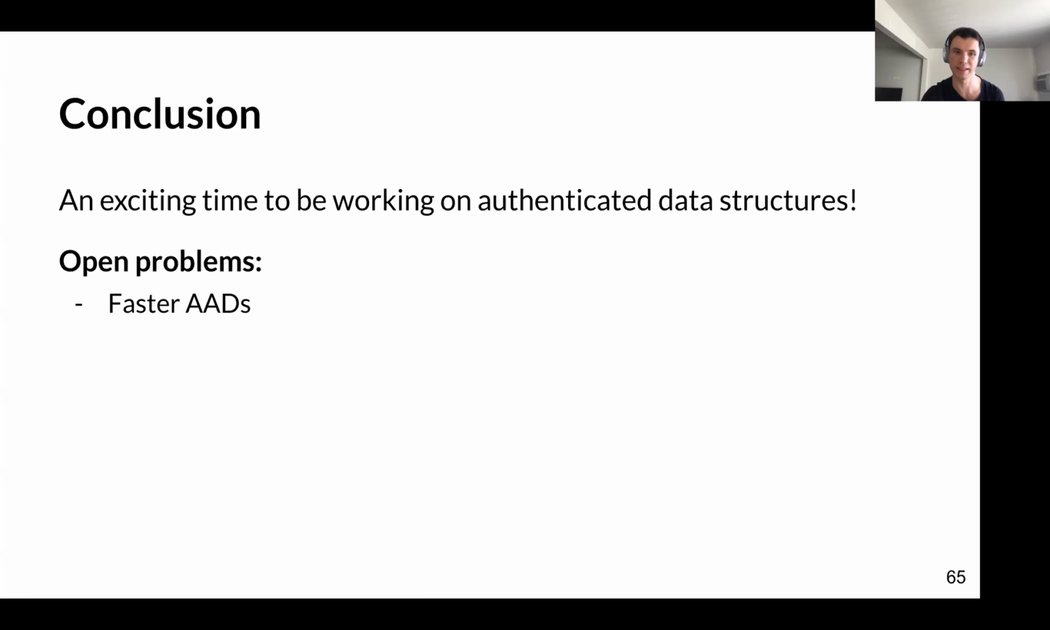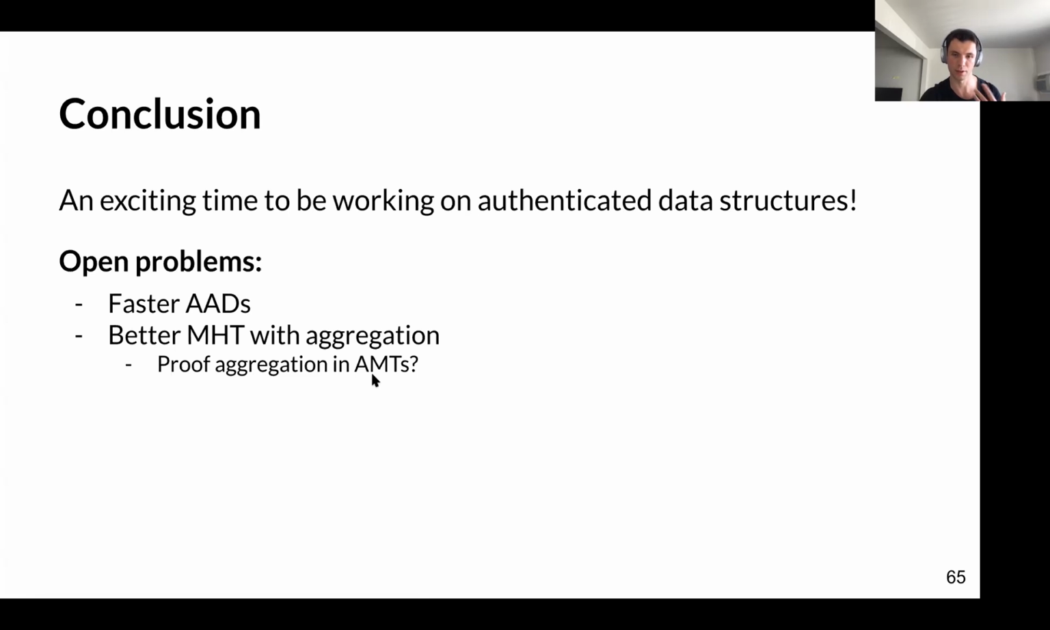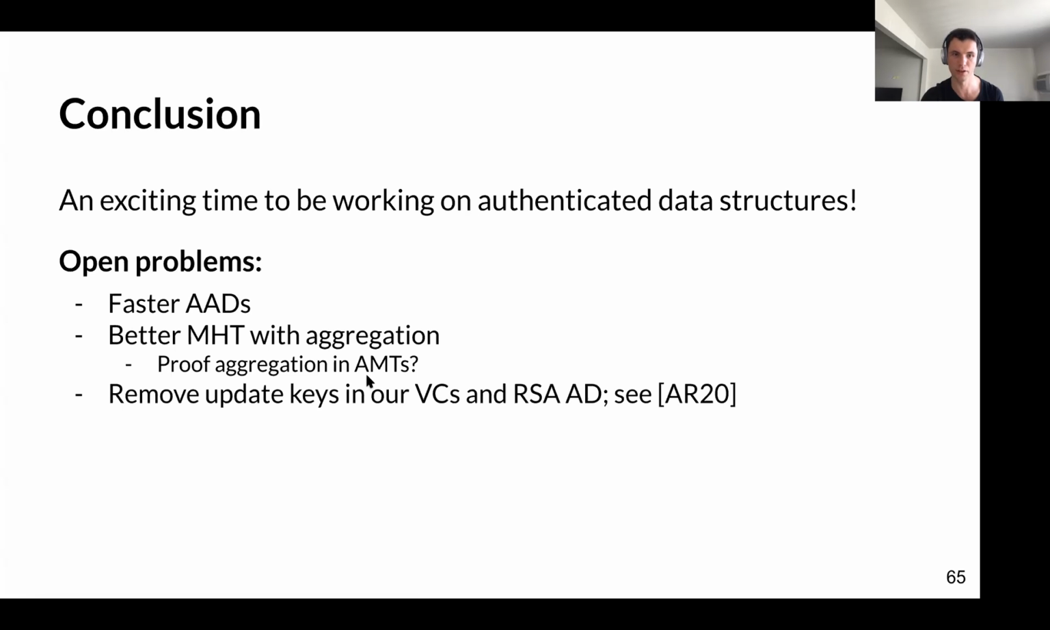So one thing is, can we make these AADs faster? I believe the answer is yes. It's just a matter of time and energy. Can we build better Merkle hash trees that support aggregating proofs? So AMTs and CPZ VCs were one attempt at that. It's very interesting to figure out if we can do aggregation in these constructions.